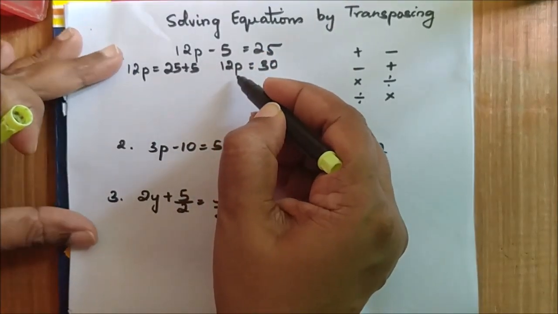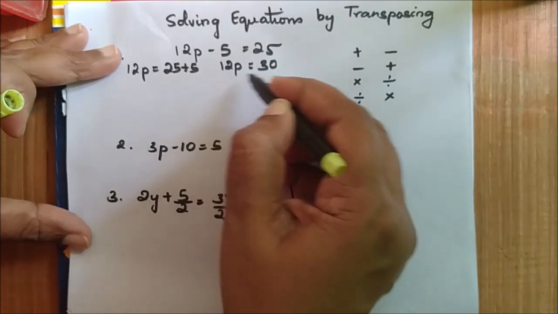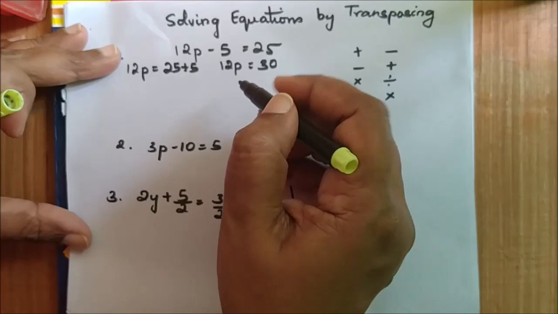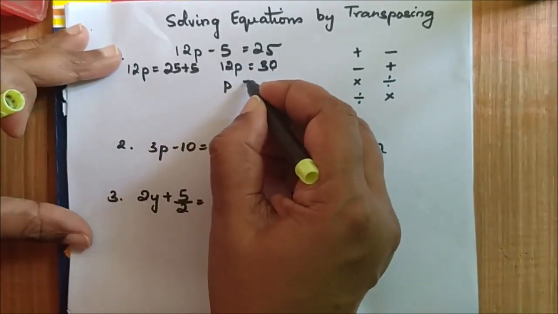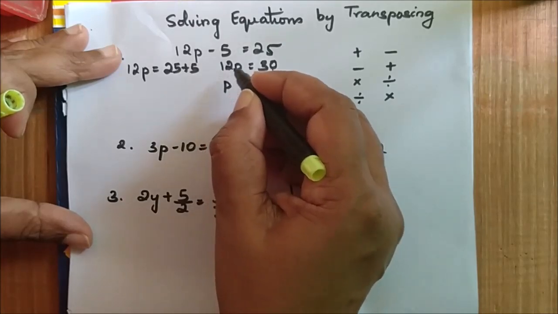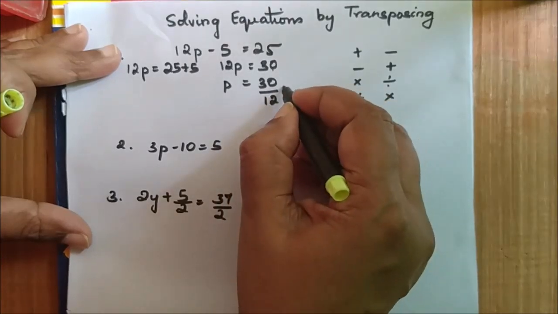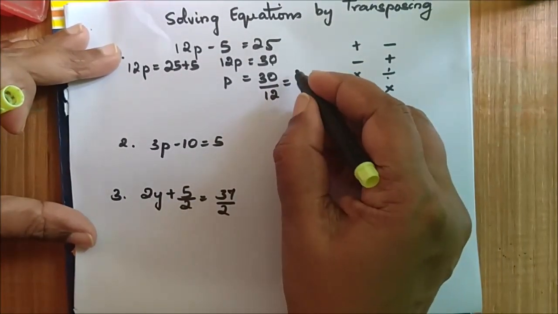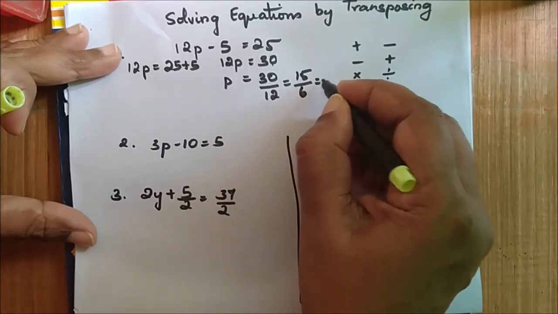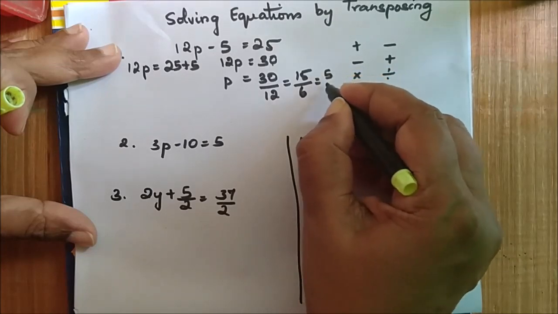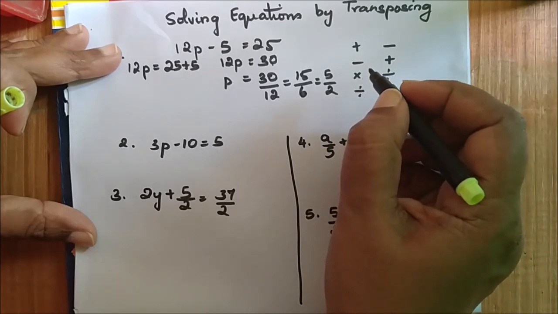Now 12 is multiplied with p, isn't it? Now how do we remove it? Earlier we used to divide by 12 on both the sides. Now what we'll do is we'll take 12 to the other side. When I take 12 to the other side, here it is multiplied by p, here it will become divide. Okay, I hope you understood this. Now we shall reduce this fraction. 15 by 6, which is equals to 5 by 2. Okay, I hope you understood how we got this answer.